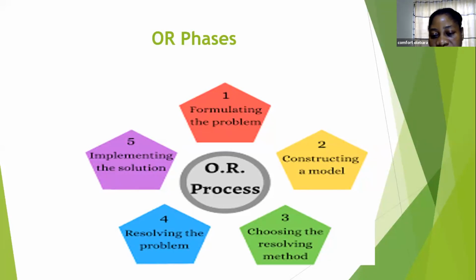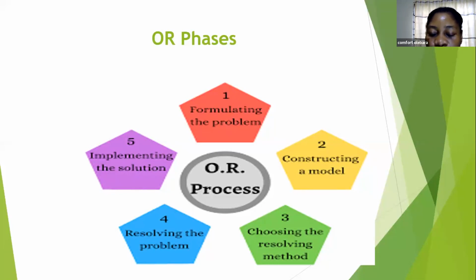Now, the third phase is choosing the resolving method. This choice depends basically on sometimes the number of goals the organization intends to achieve. Sometimes it could just be a maximization of profits goal. It could be a minimization of cost. It could be minimization of time that it takes for the manufacturing to take place. So these are the things that determine the choice of method.